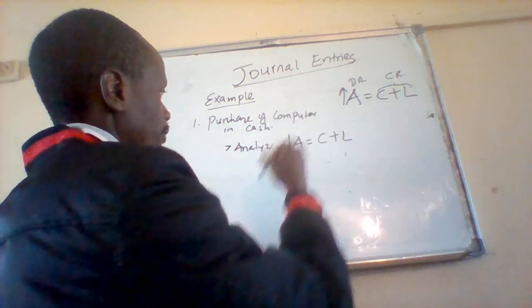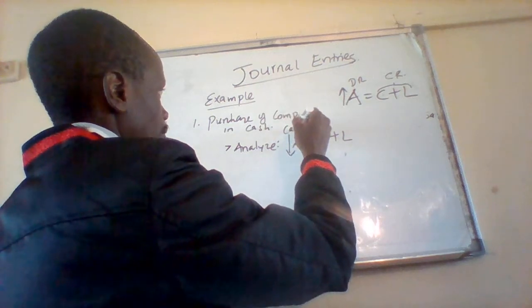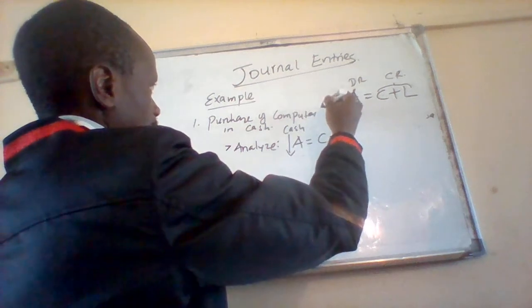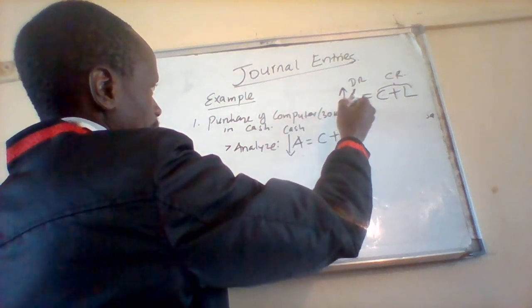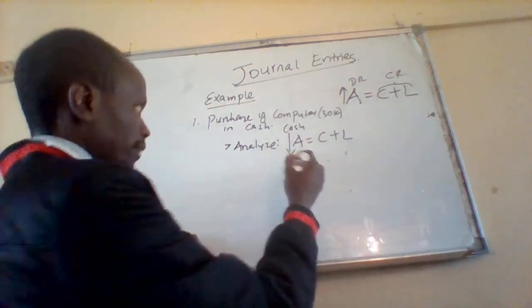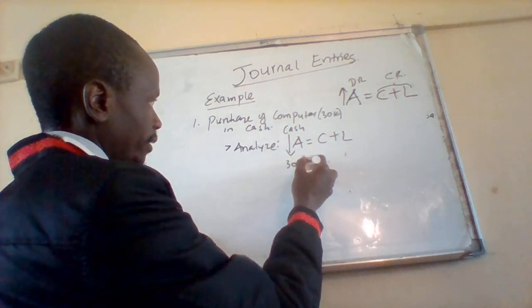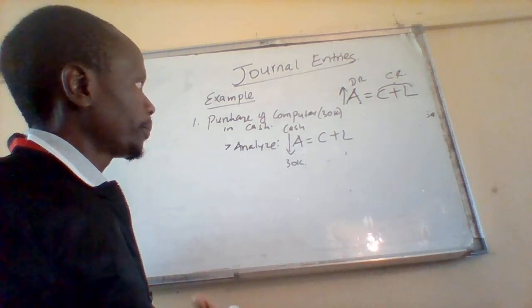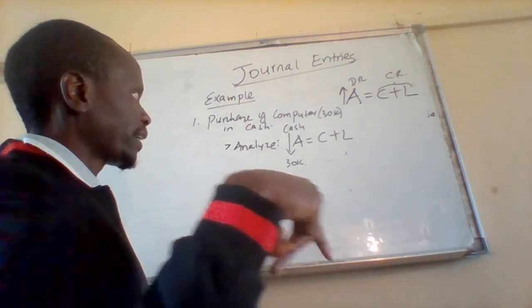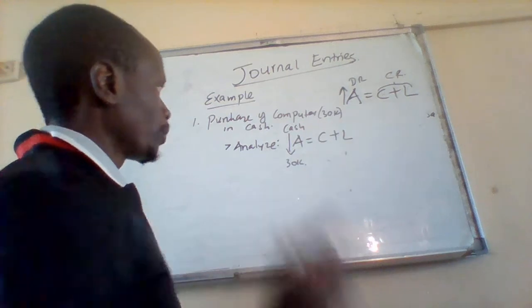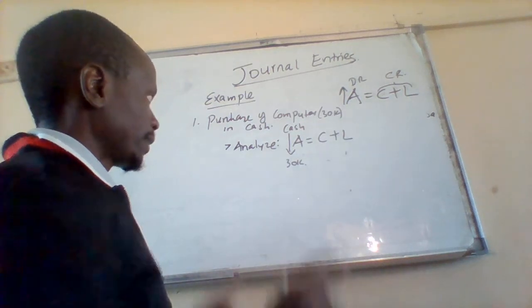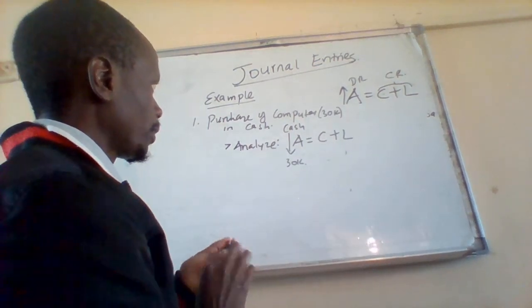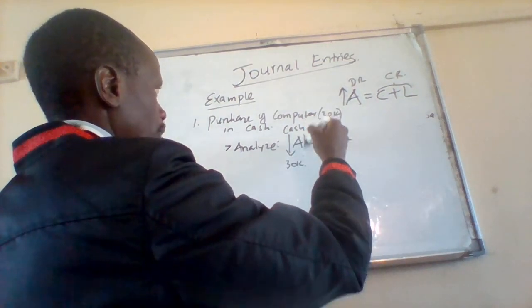Asset goes down to cash. Let me say this computer is 30K. Asset goes down by 30K. At the same time, asset goes up by 30K through computer, because computer is an asset. So asset also goes up through computer.